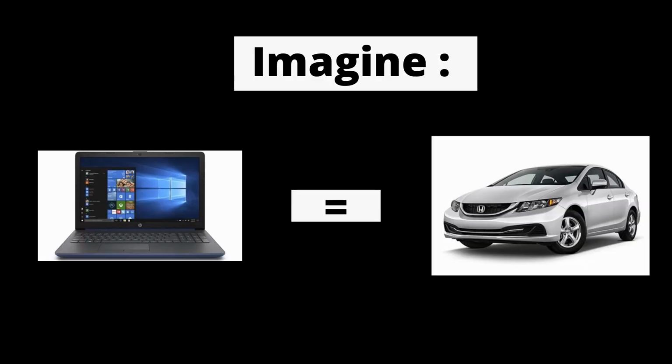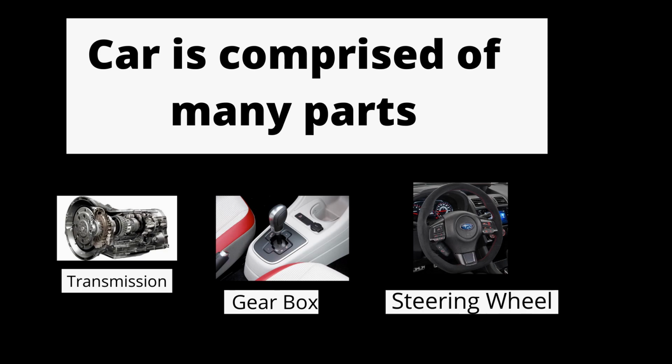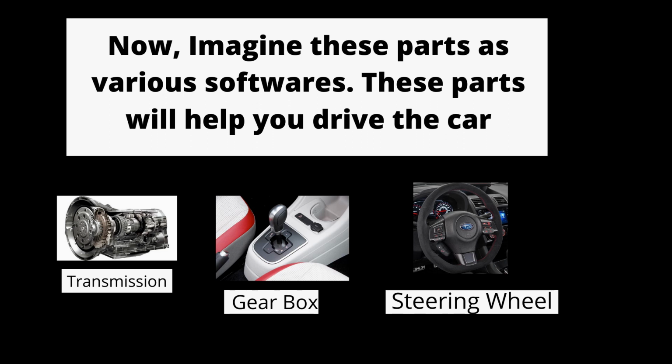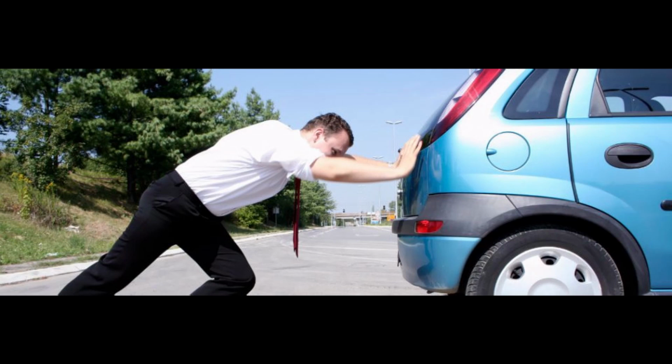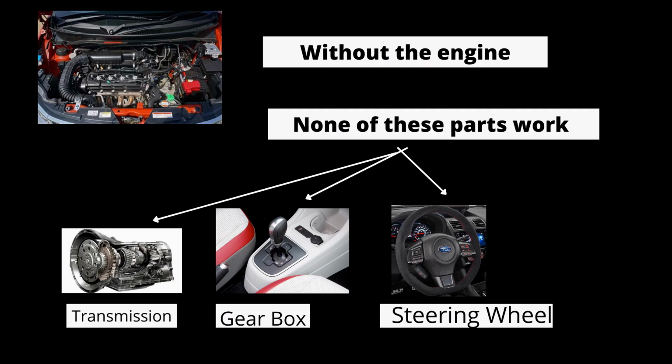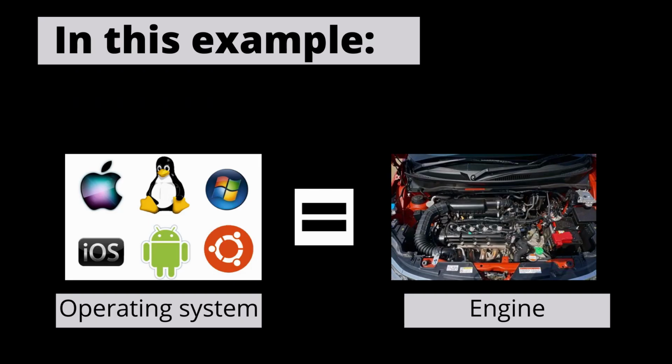Now, I want you to try imagining your computer like a car. There are various parts in a car, such as the transmission, gearbox, and steering wheel. Imagine these parts as various software. They'll help you drive your car. But without the engine, none of these parts work, and you won't be able to drive your car. The car won't even move forward. In this example, the operating system is the engine. The engine can work on its own, but without the operating system, no other software will work.